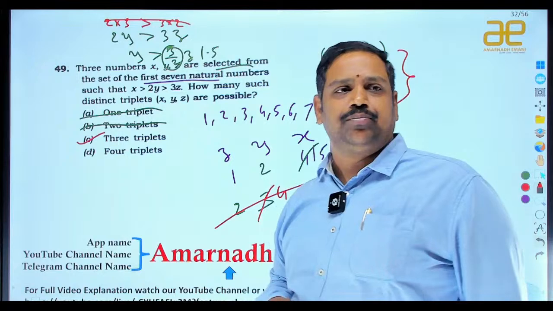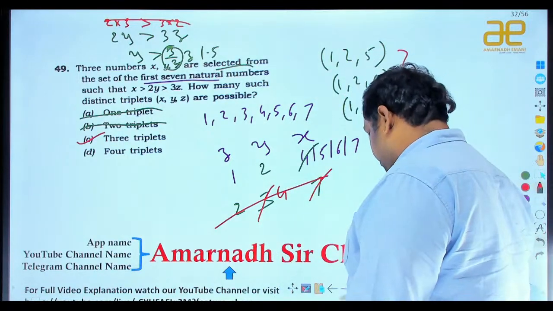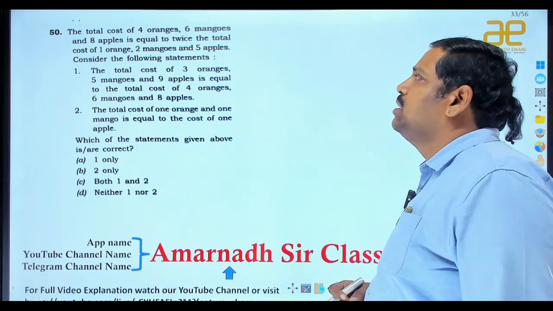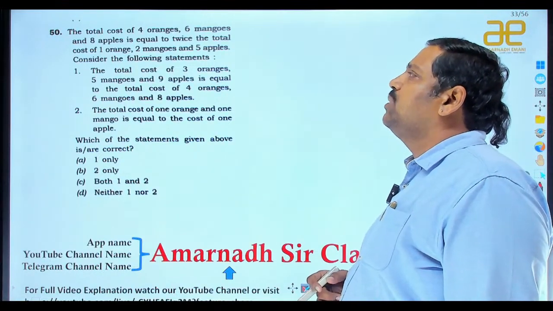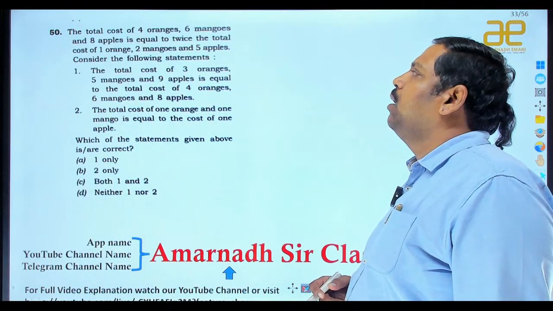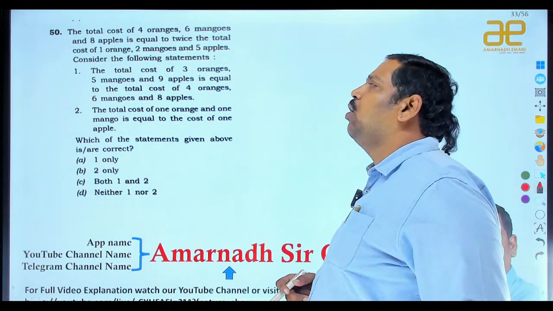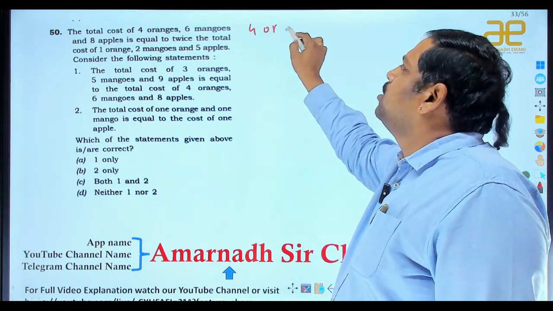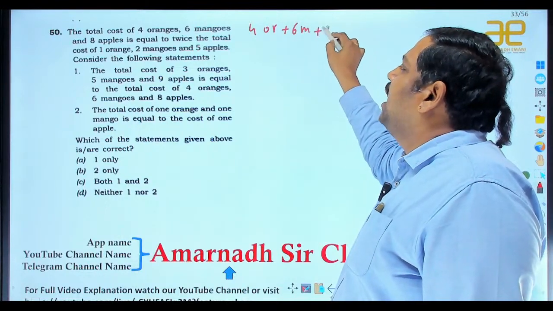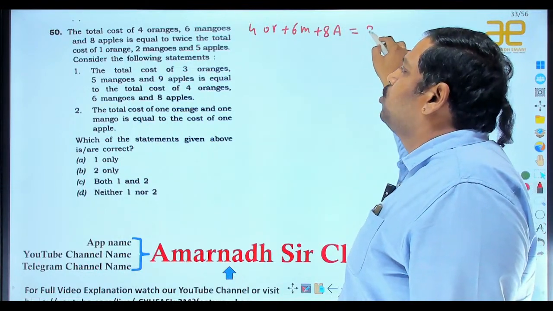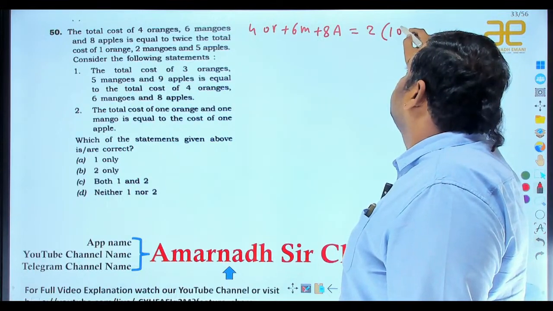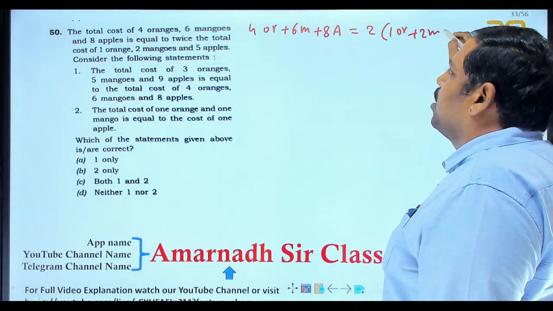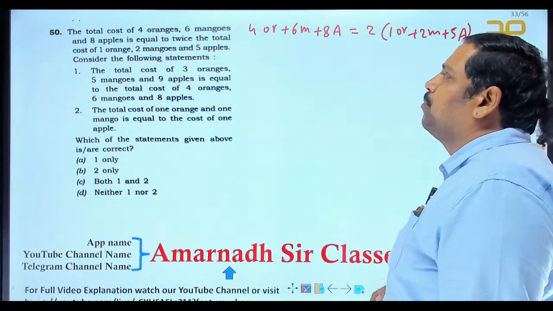So what is the answer? C is the answer. Right, so the next beautiful question. The total cost of 4 oranges, 6 mangoes and 8 apples is equal to twice the total cost of 1 orange, 2 mangoes and 5 apples. So 4 oranges, 4O, 6 mangoes, 6M and 8 apples, 8A is equal to 2 times the total cost of 1 orange, 1O plus 2 mangoes, 2M and 5 apples, plus 5A.